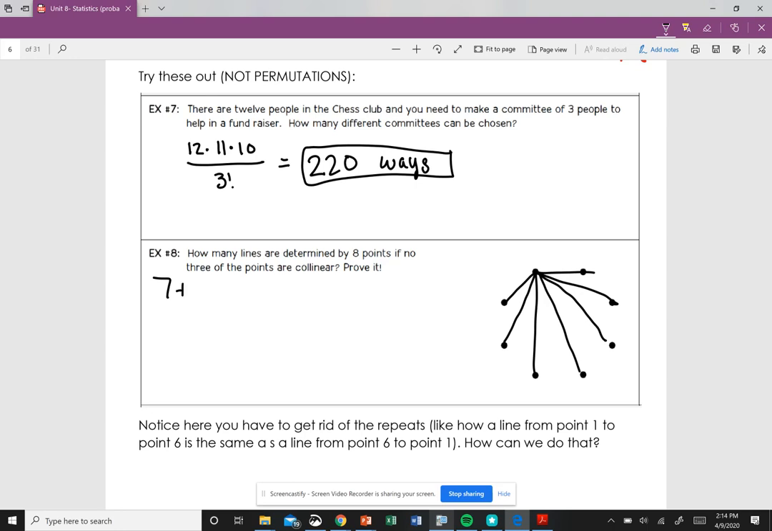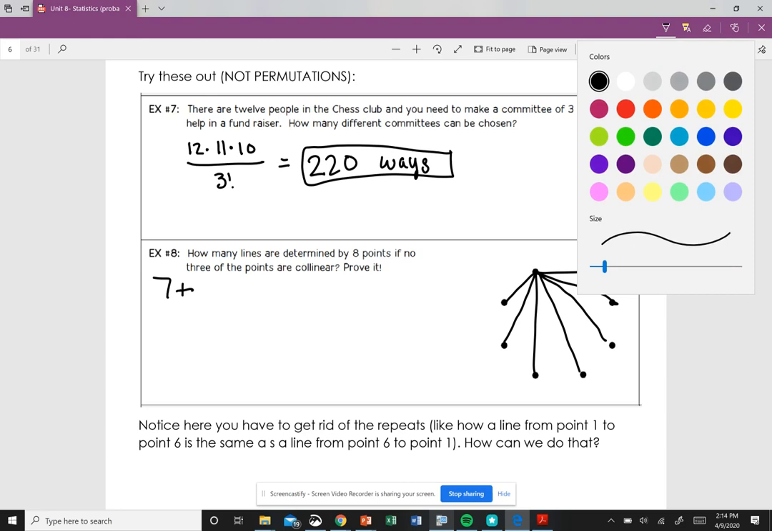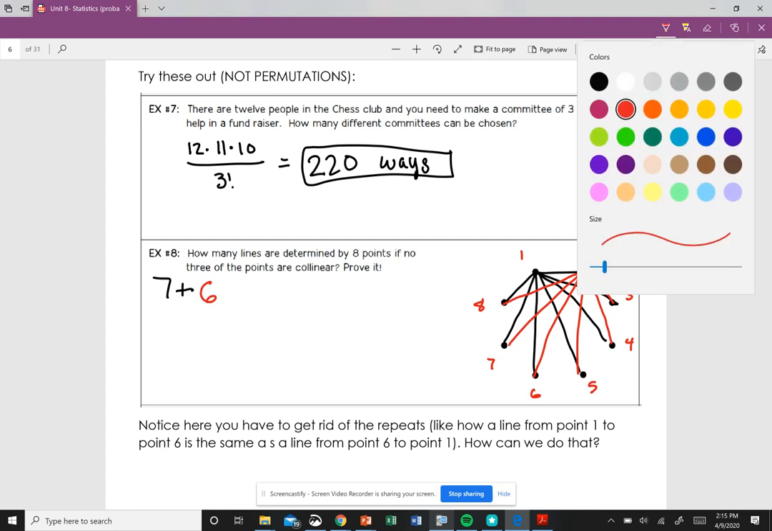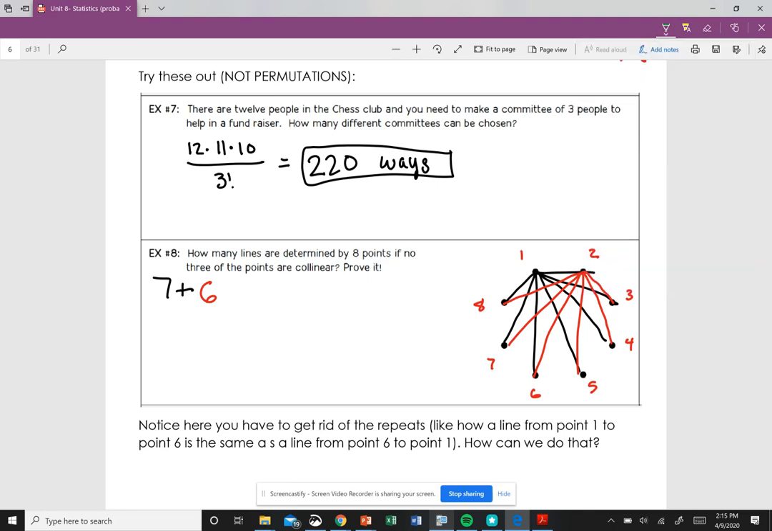Okay. Now, let's go to our second point. So this was point 1, this is point 2, point 3, point 4, point 5, point 6, point 7, point 8. So on point 2, already I don't have to draw a line to point 1, because that's going to be the same line. Here's 1, 2, 3, 4, 5, 6. So we're going to add 6 more to account for all the new lines from point 2.